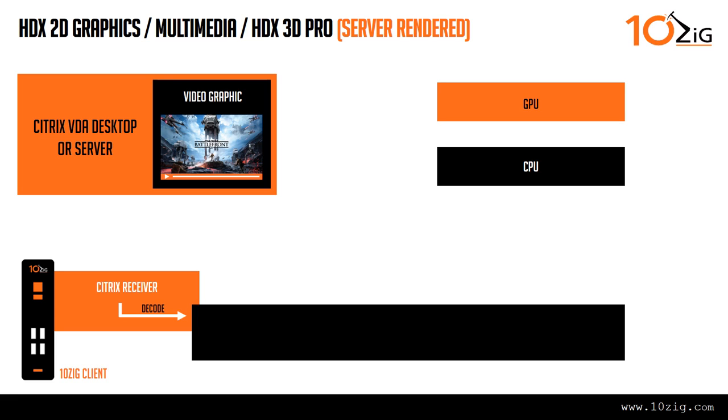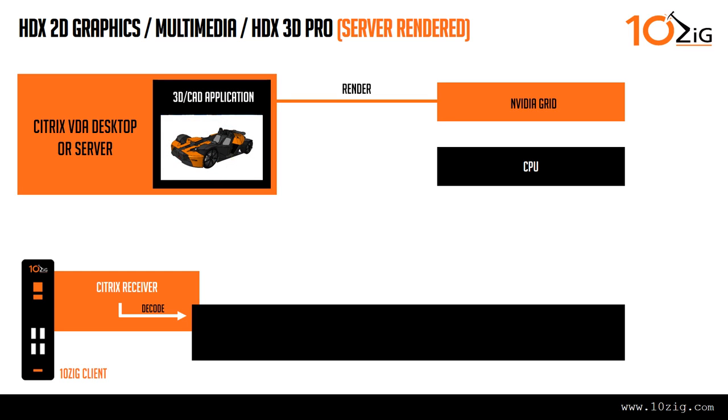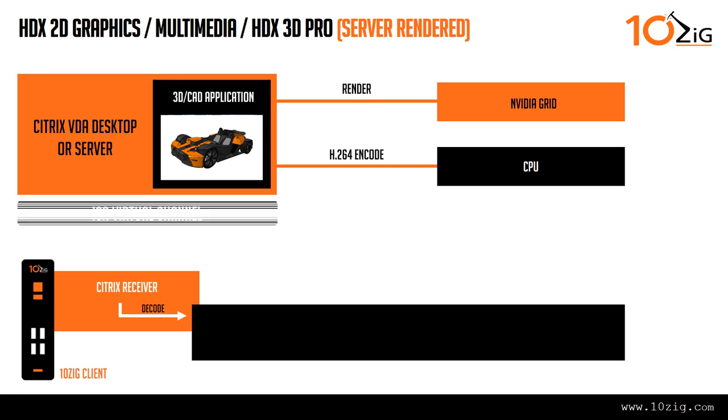In this first slide, we see a typical Citrix XenDesktop environment connecting to either a desktop or server VDA, supporting the display of HDX 2D graphics, multimedia, and 3D content. In these examples, content required by task workers and knowledge workers, such as 2D and multimedia content, is firstly server rendered. Optionally, for 3D or CAD applications supporting OpenGL or DirectX, content is rendered on NVIDIA GRID cards via HDX 3D Pro. Once the content is rendered, the content is encoded by the server CPU before being delivered towards the Tenzig Zero client via Citrix Receiver.